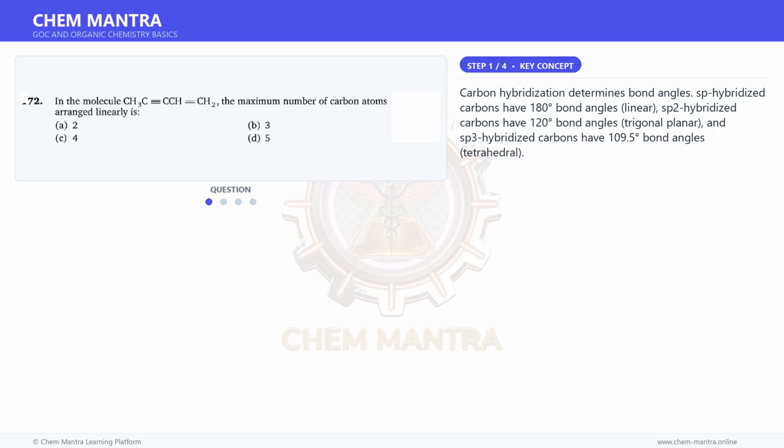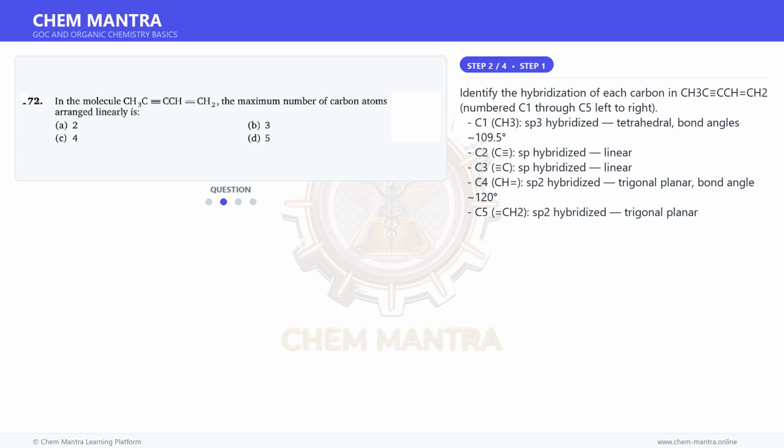Carbon hybridization determines bond angles. sp hybridized carbons have 180 degrees bond angles, linear. sp2 hybridized carbons have 120 degrees bond angles, trigonal planar, and sp3 hybridized carbons have 109.5 degrees bond angles, tetrahedral.